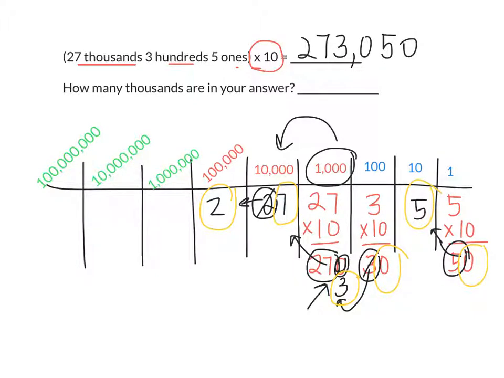How many thousands are there in that number? There's 273,050. How many thousands do I have? Just listen to the number. Anshul, how many thousands are there in 273,050? There's only three thousands? There's a three in the thousands place, but altogether, how many thousands are there? 273,000 are in your answer. Very good. Okay, that's tricky. Good.